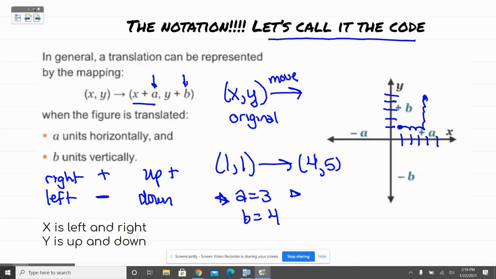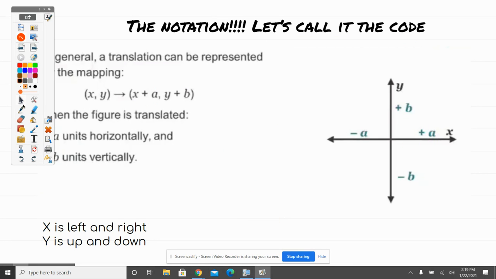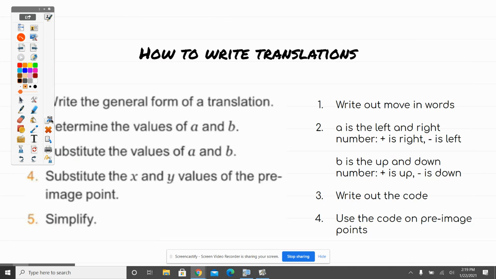It can be tricky, but if you use your brain, I know you can do it. So let's see. Here's the steps. We're going to write out in words first. That helps us. And then remember, a goes with x, and that's just how many units you move to the right or the left. Positive for right, negative for left. b is the up or down. Positive is up, negative is down. That goes with the y. Then we'll write out that code, and we'll actually use the code to help us.